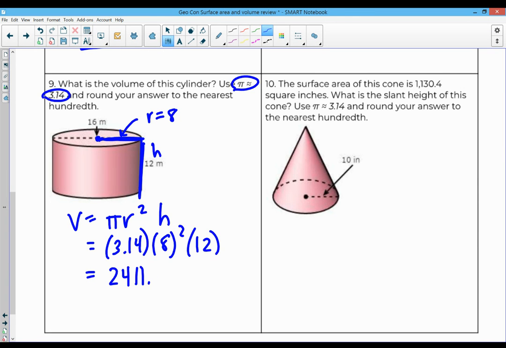2,411 and 52 hundredths. And that is cubic meters.